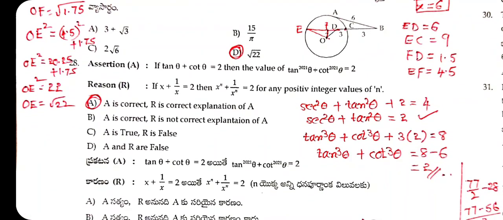If tan theta plus cot theta is equal to 2, then tan power 2001 theta plus cot power 2001 theta is equal to what? See here, this formula is absolutely suitable for that. So both are correct and R is the correct explanation. See here I am explaining. Squaring on both sides, a square plus b square plus 2ab is equal to 4, so bring this 2 to that side, we get 2. Cubing, a cube plus b cube plus 3ab into a plus b is equal to 8. Bring 6 to that side, 8 minus 6 is 2. So it's satisfying for square, cube, anything. So it's correct.